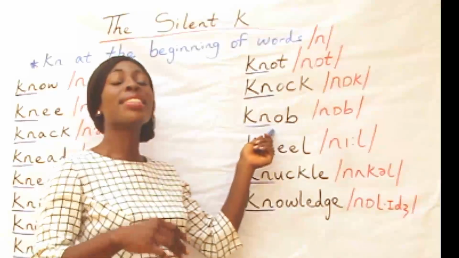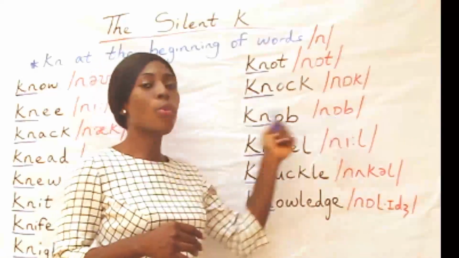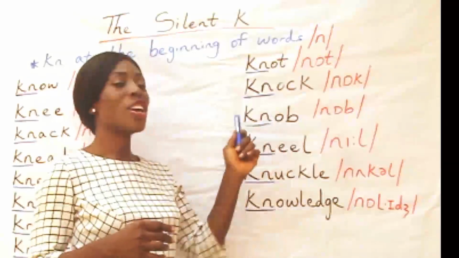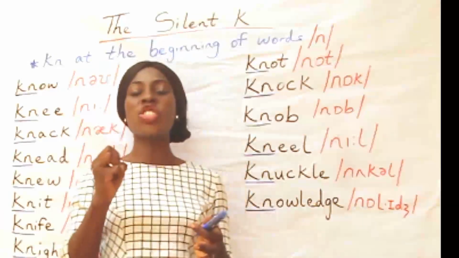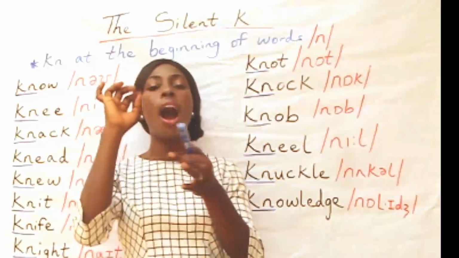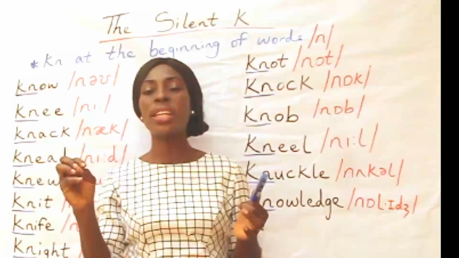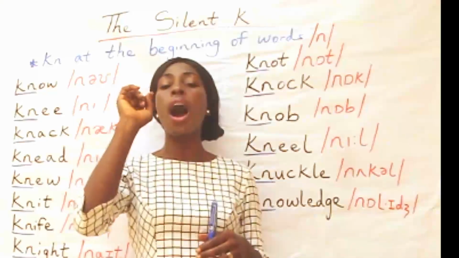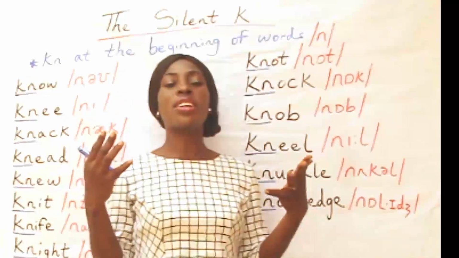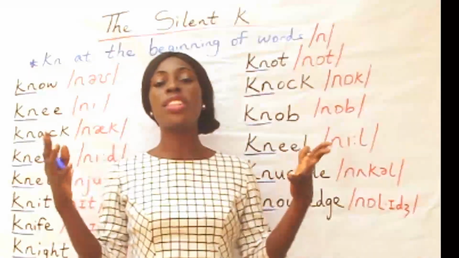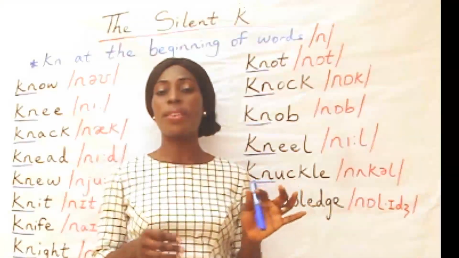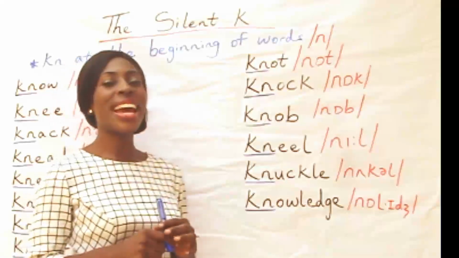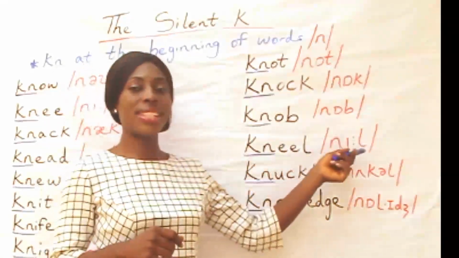The next word we have is knob. Not k-nob. The K is silent. So it is knob. A knob is a round switch on a machine that you use to turn it on or off. So you can have the knob switch on your machine. You can have the knob switch on the television where you turn it on and off. That's a knob.